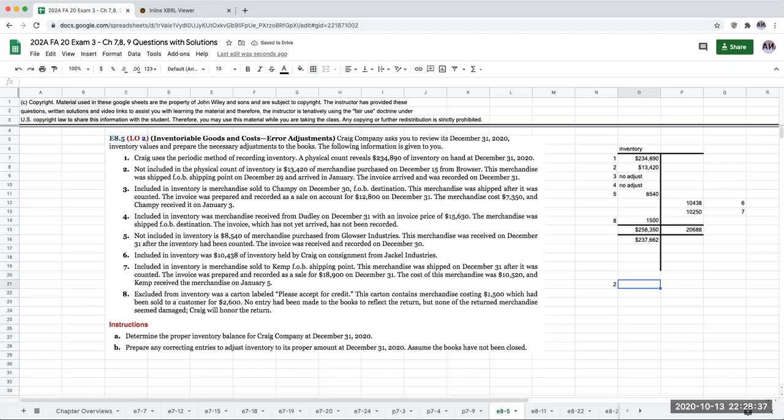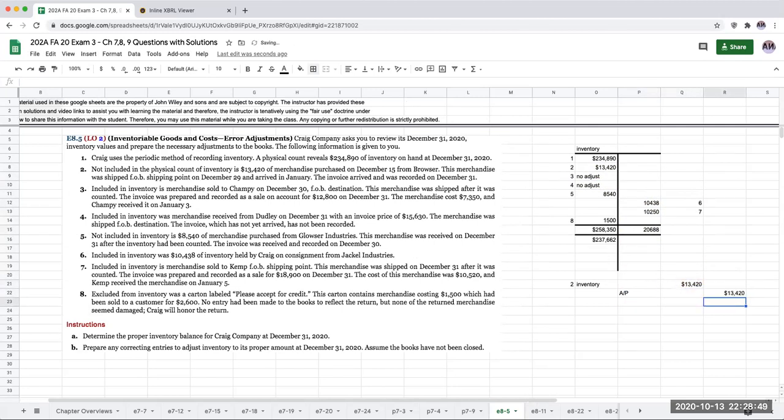So I purchased this on account. So I'm basically going to do here inventory. I'm going to credit accounts payable. And this here is going to be a debit for 13,420 and a credit for 13,420. So I got inventory, it was on account.